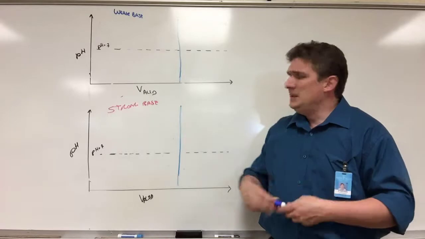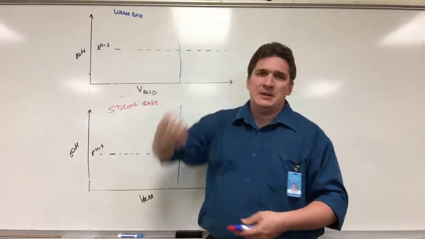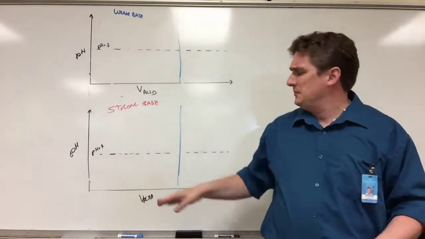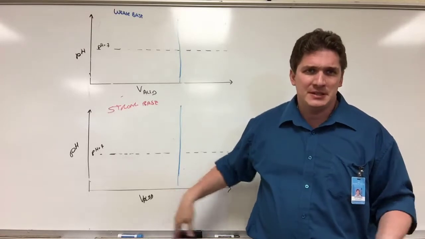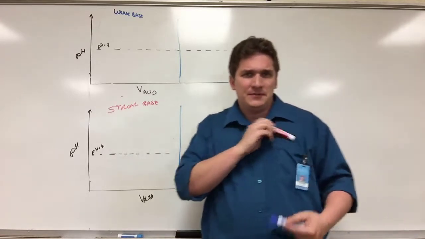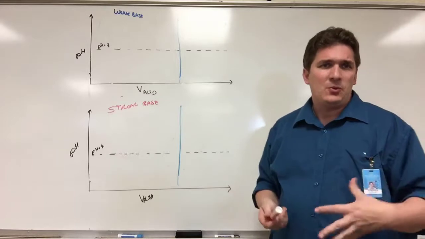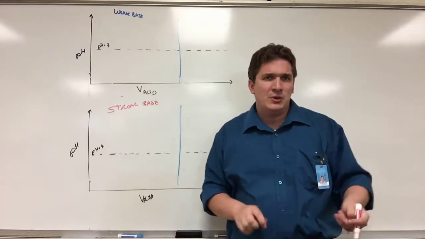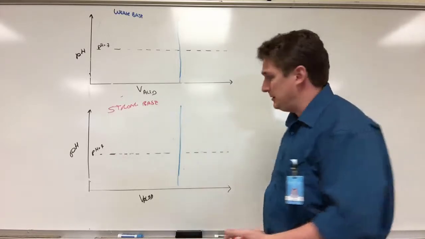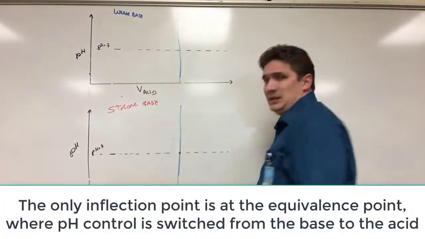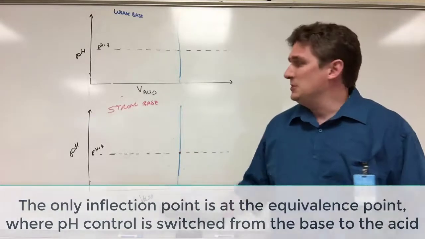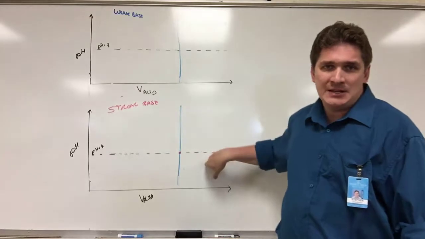But let's talk about what you expect to see. So again, I've got my strong base and I've got my weak base like I did in my previous video. I'm just switching that I'm titrating with an acid versus a base this time. So how do the curves look? Well, remember before with the strong acid, we only had one inflection point, and that was at the equivalence point? Well, that's true here. We see an inflection point at the equivalence point because we go from base controlled to acid controlled in this case.